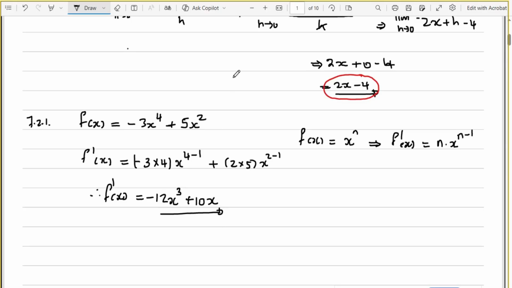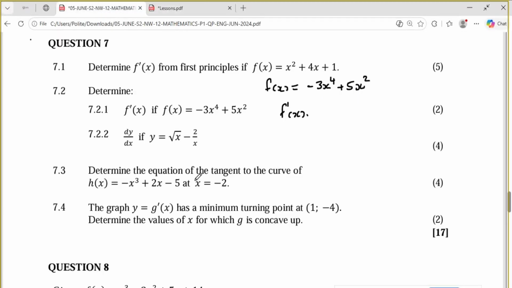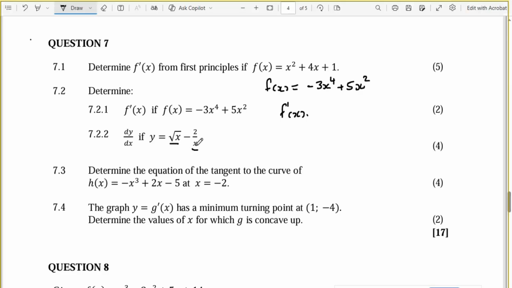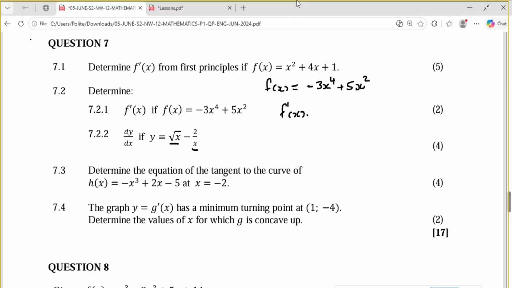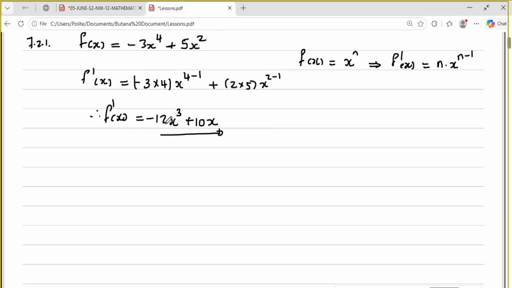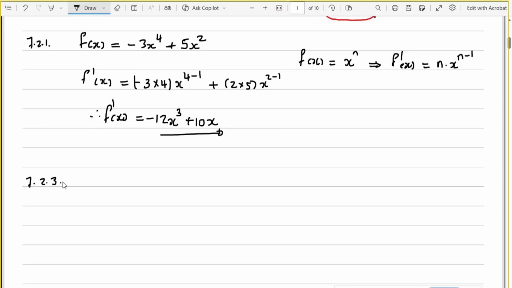Yes, sir. This was an easy one, but when we look at the next one, we need to first remove the square root. We need to remove the fraction before you do anything. So they say dy over dx, meaning differentiate y in terms of x. So this will be 2.3. They want us to differentiate y in terms of x. So we are given y to be the root x minus 2 over x. We need to rewrite this equation.